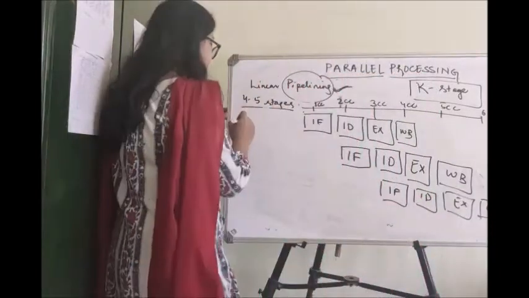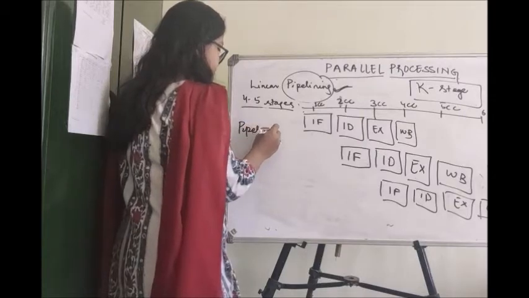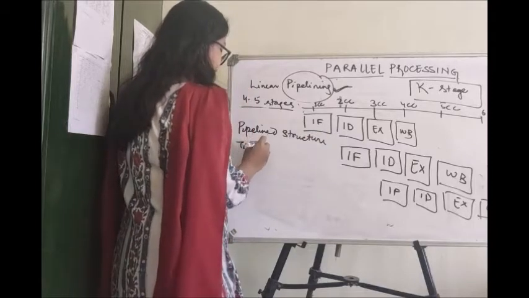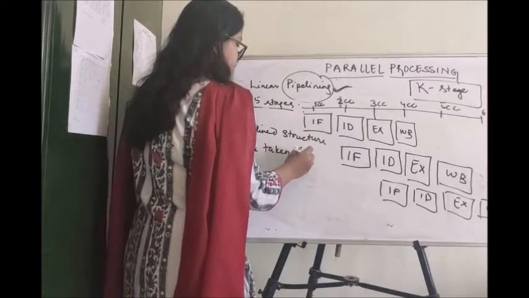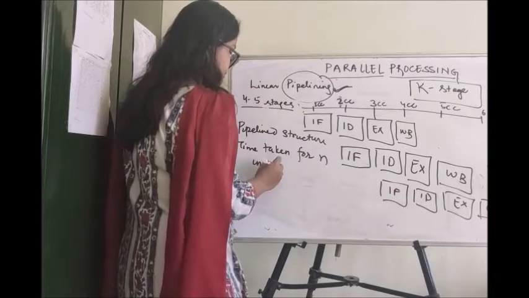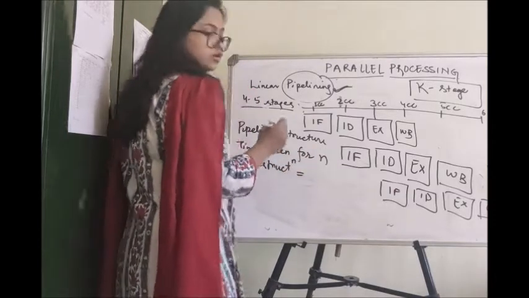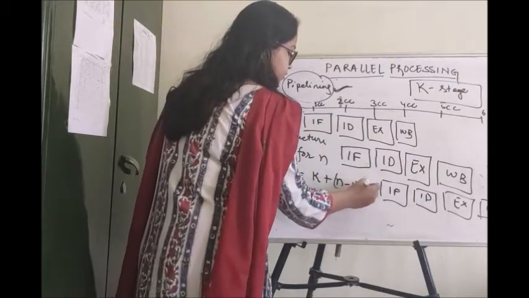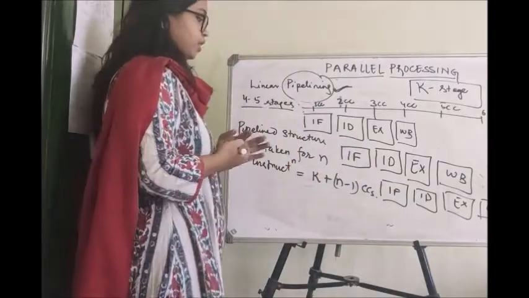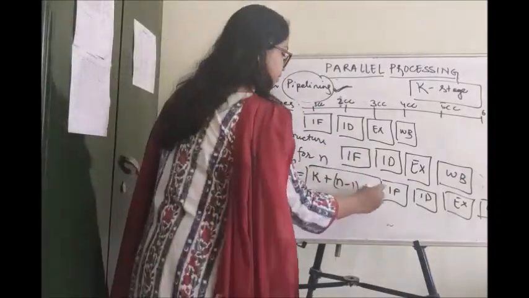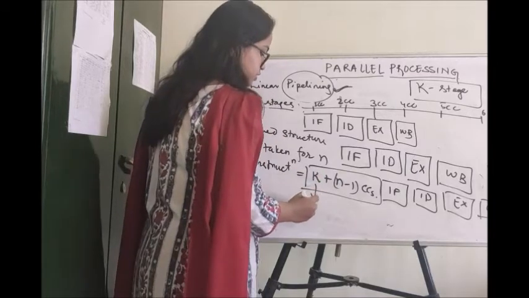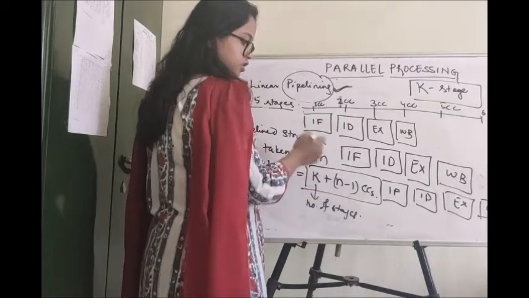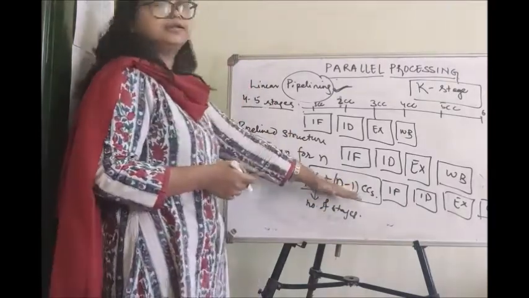So, with pipeline structure, the time taken for n instructions is equal to k plus n minus 1 clock cycles, CCs. Okay. So this is the formula, k plus n minus 1, where k is the number of stages, n is the number of instructions. So the number of clock cycles needed is this much.